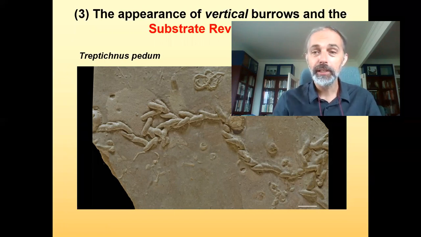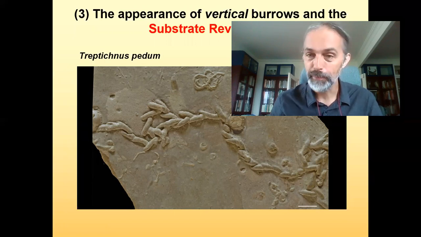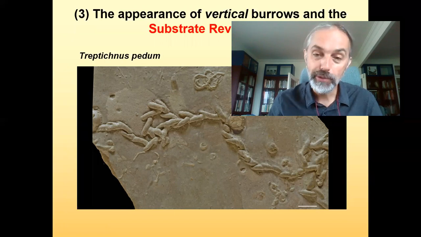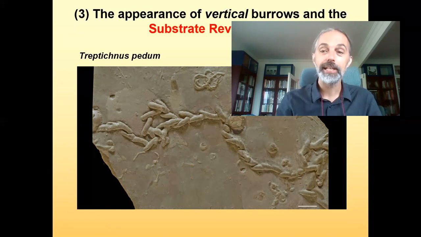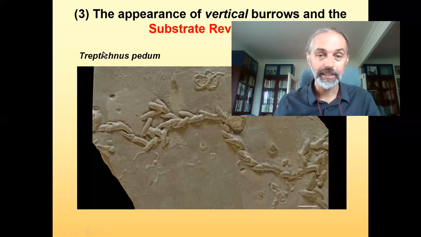The first creature that shows some strange behavior is the trace fossil Treptichnus pedum. This is shown on the picture here. And you might recall that the appearance of that particular fossil is the definition of the beginning of the Cambrian. In the next slide, you will see some vertical burrowers.